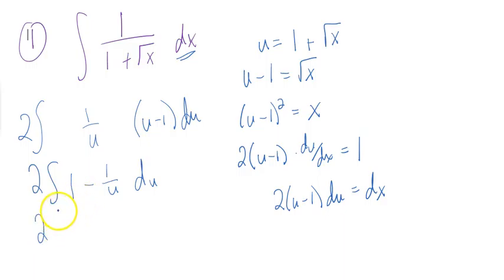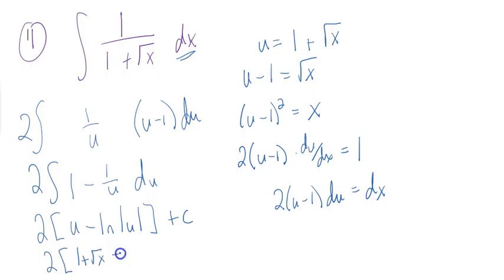Alright, I'm going to take the antiderivative of 1, which would be u, and the antiderivative of 1 over u, which would be the natural log of the absolute value of u. And I want to make sure to put my plus c. The final step is to plug back in your u's. So I'm going to plug in 1 plus the square root of x minus the natural log, the absolute value, 1 plus the square root of x. You could distribute the 2 if you needed to.